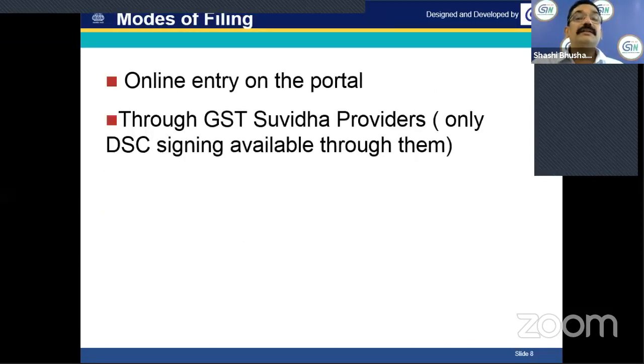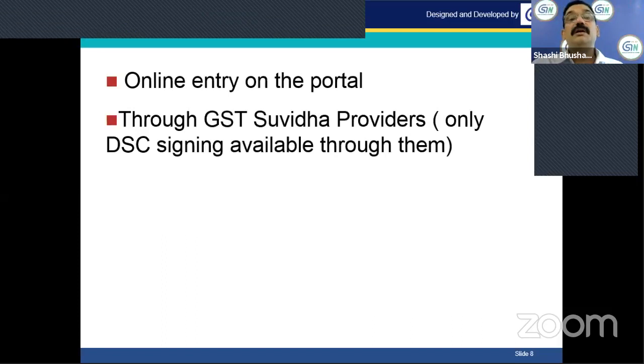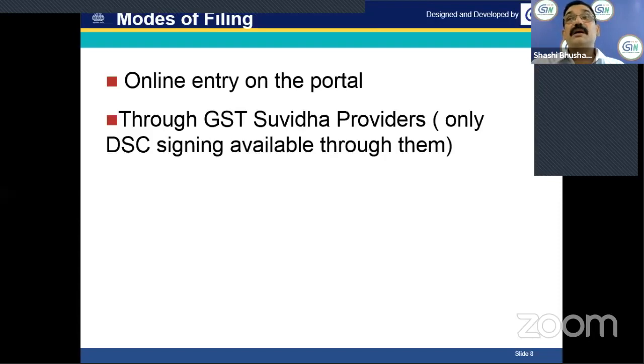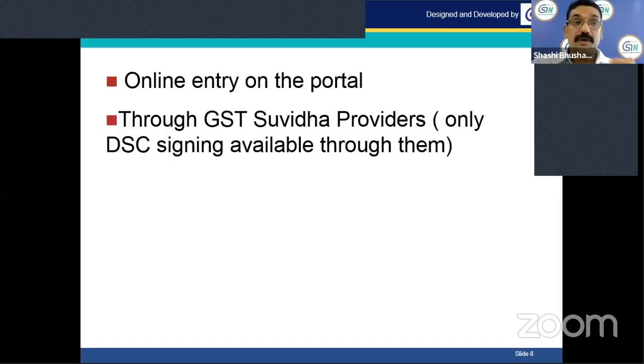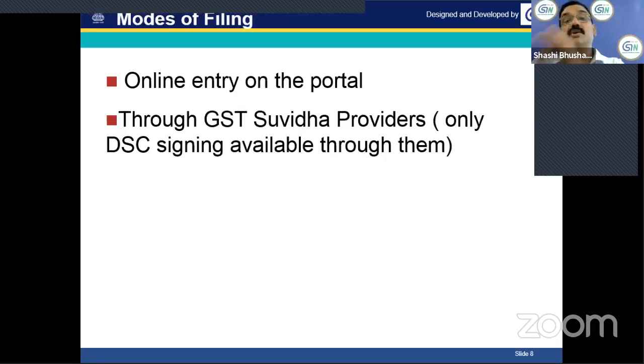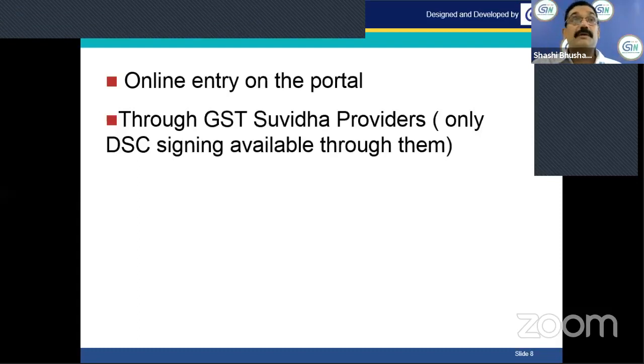Now there are two modes of filing that are presently being made available to the taxpayer. One is that they will have to come to the portal and enter online the details and make payment on the portal. Another mode that is being enabled is through GST Suvidha providers, that the GST Suvidha providers can, through API connectivity, connect to the GST system and file their return, but only DSC signing will be available for them. If the taxpayer wants to do EVC signing, then he will have to come to the portal and apply the sign on the portal if he is filing through GST Suvidha provider.